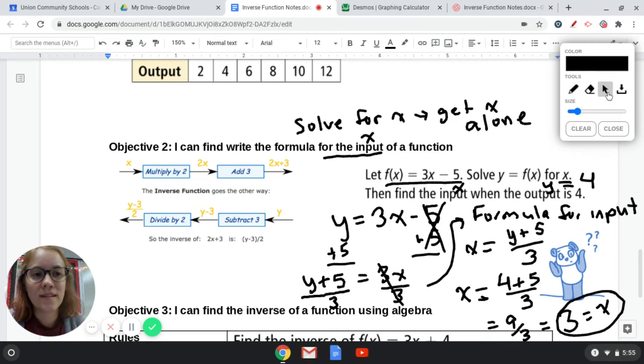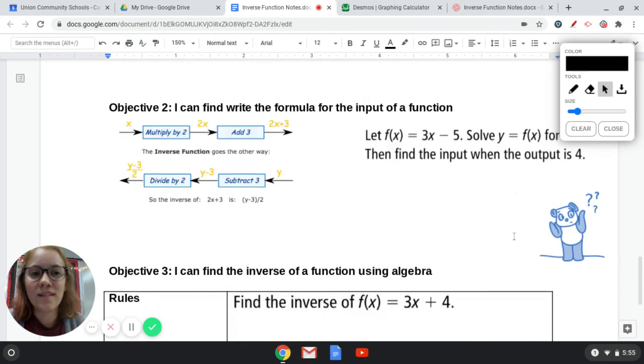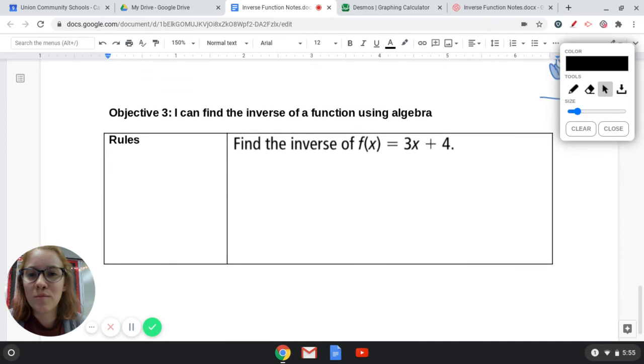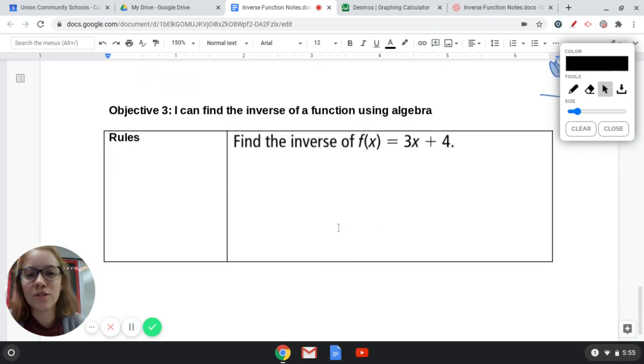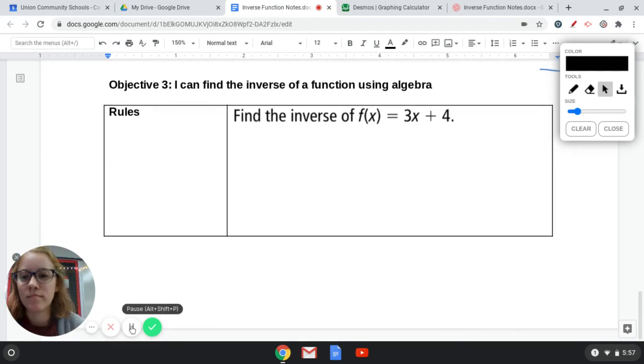All right. Let's keep going. Last objective, last problem. I can find the inverse of a function using algebra, which is very similar to what we just did. All right, objective 3 again. So this is very important. We're going to write the rules for how to find the inverse of a function using algebra.